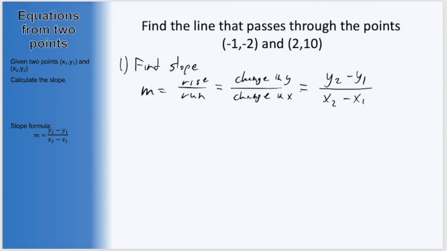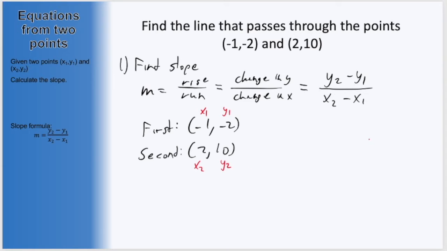When you are first getting used to using this formula, it can be helpful to label which point you are calling first and second. I'm going to call the first point (-1, -2), which means my second point is (2, 10). By assigning the first and second like this, the x-coordinate of my first point is x1, and the y-coordinate is y1. Meanwhile, the x-coordinate of my second point is x2, and the y-coordinate is y2.